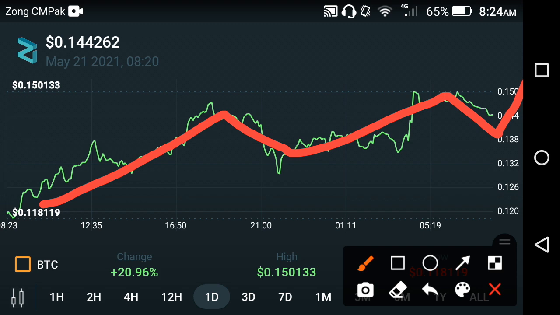So don't worry about this. That is a temporary fall, friends. Let's see the latest update. The last 24 hours price change in Zilliqa is positive 20.96%. The price change is going positive in the last 24 hours.